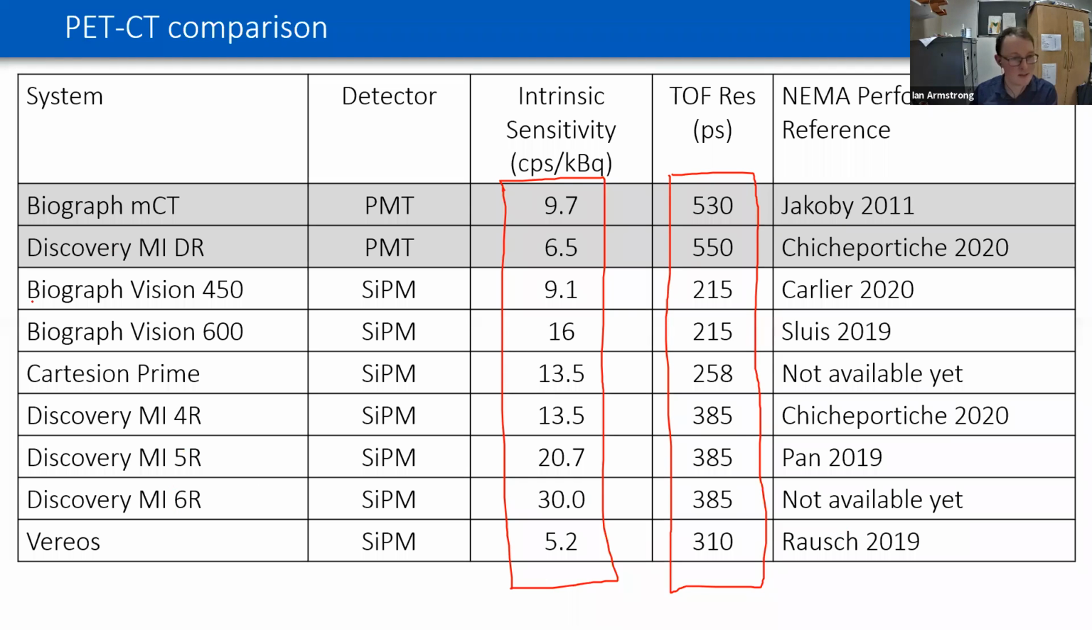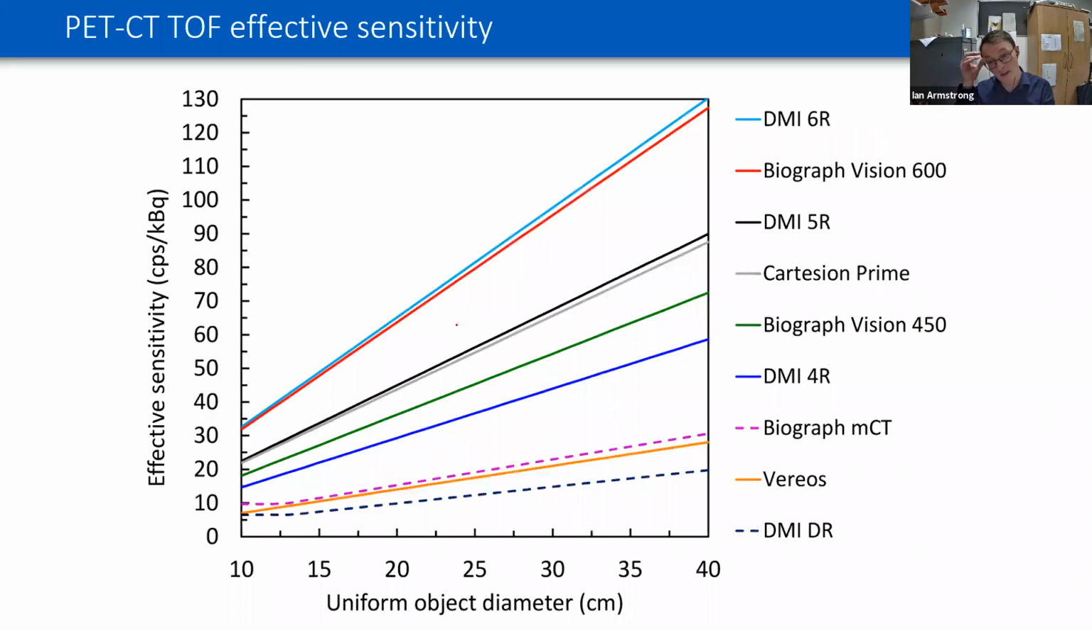So I've put these down in terms of alphabetical order to try and not show any bias or anything like that. So we've got Biograph Vision, these are the Siemens systems, and this is the Canon system, and we've got 3 systems from GE, the recently released 6-ring Discovery MI, and then finally we have the Verios from Philips at the bottom. So what we were interested in is how do these parameters relate to our effective time of flight sensitivity, which we see marketed now by a lot of the manufacturers.